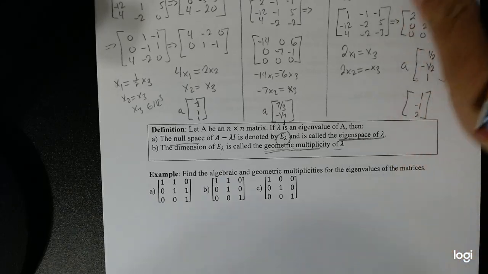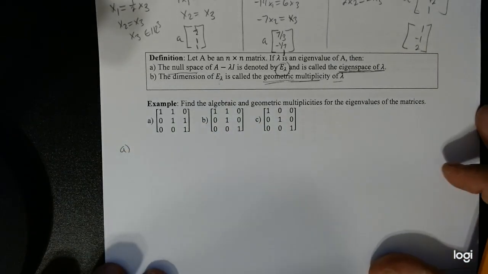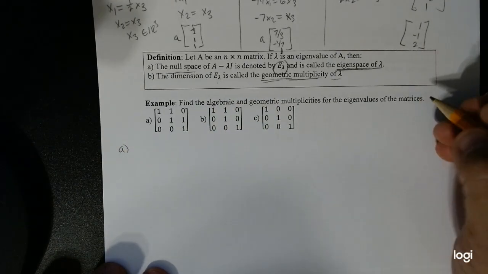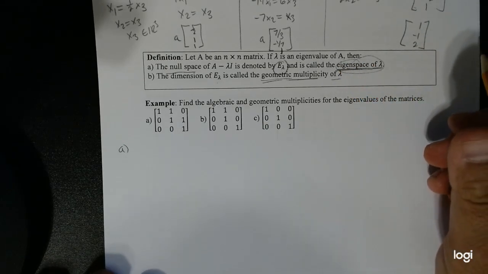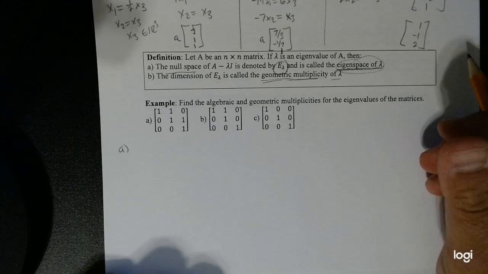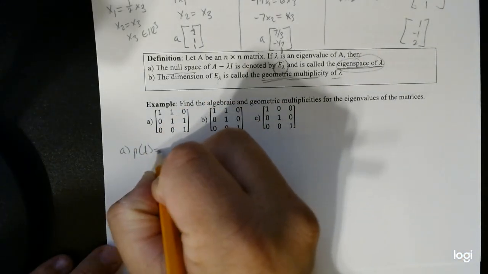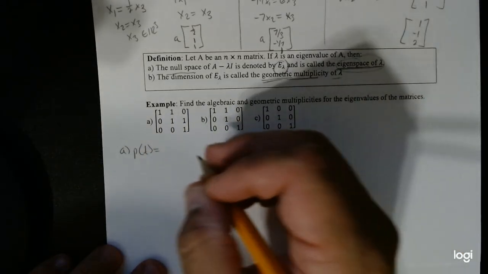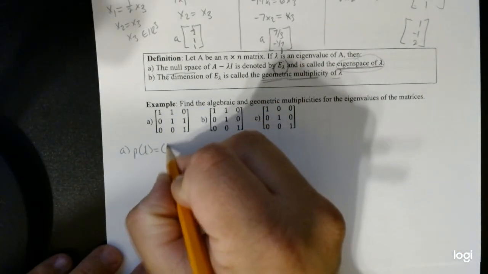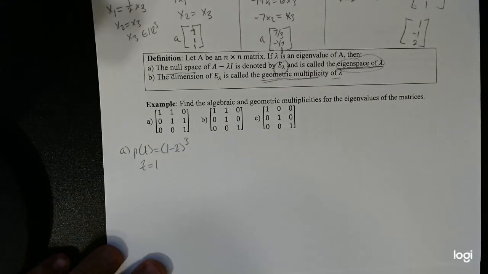So why don't we do a couple of examples illustrating this. For all of these matrices, we're going to find the algebraic and geometric multiplicity for the eigenvalues, and I'm also going to define the eigenspace so you can see how to go about doing it. First, the characteristic polynomial, and this one's kind of nice. Again, these are all triangular matrices, so it's straightforward, which is even better because we only have one eigenvalue.